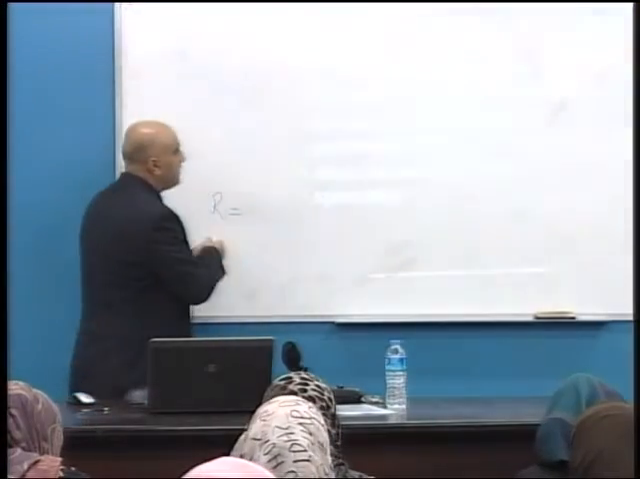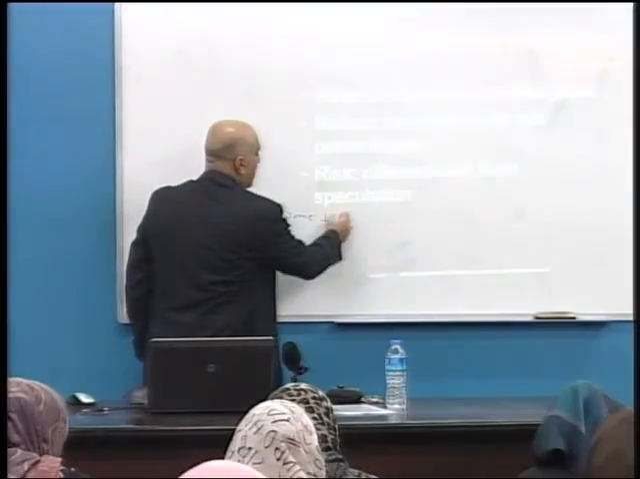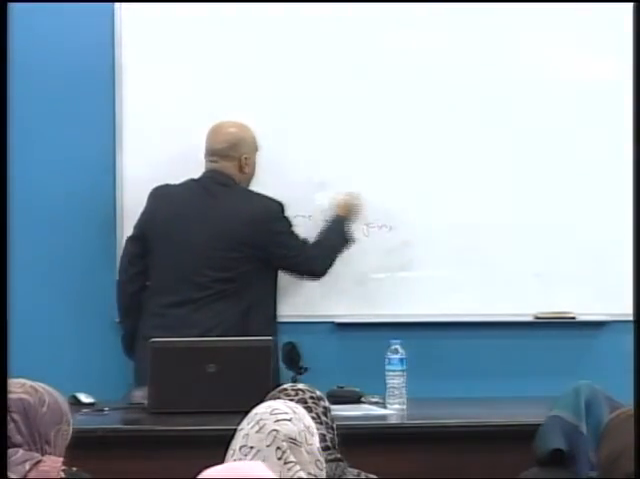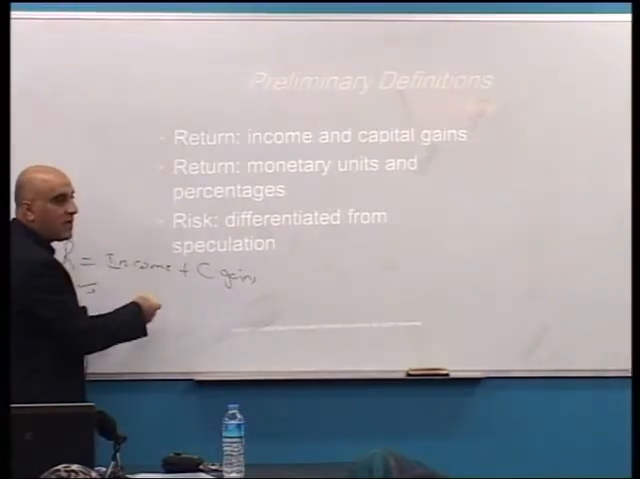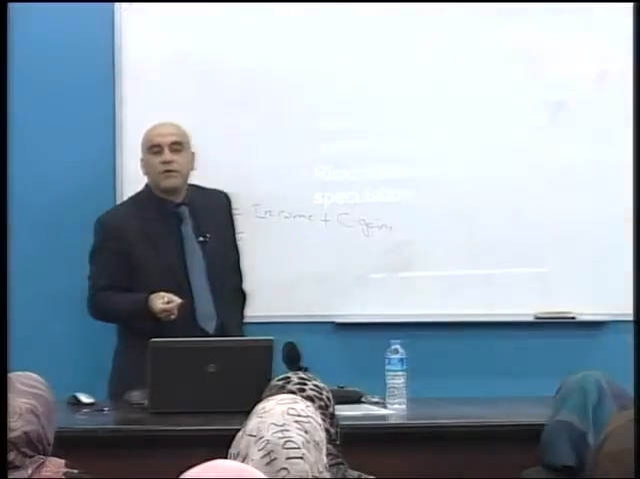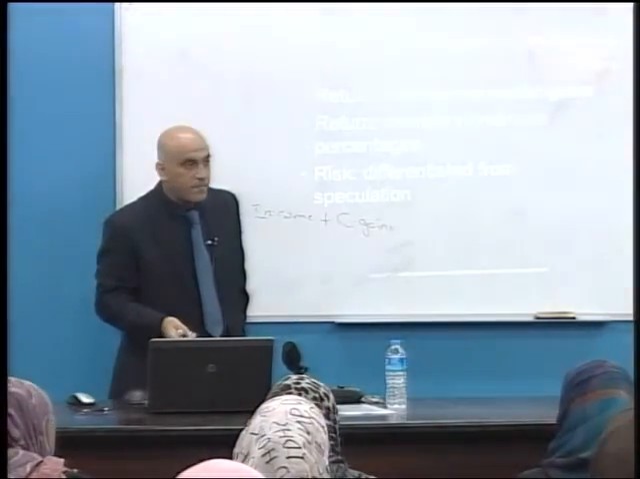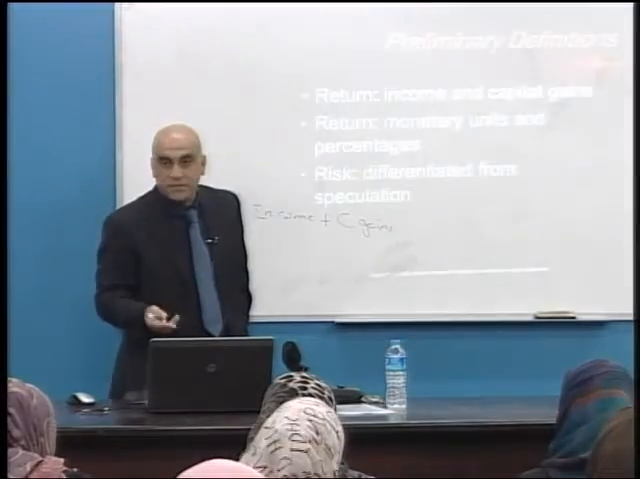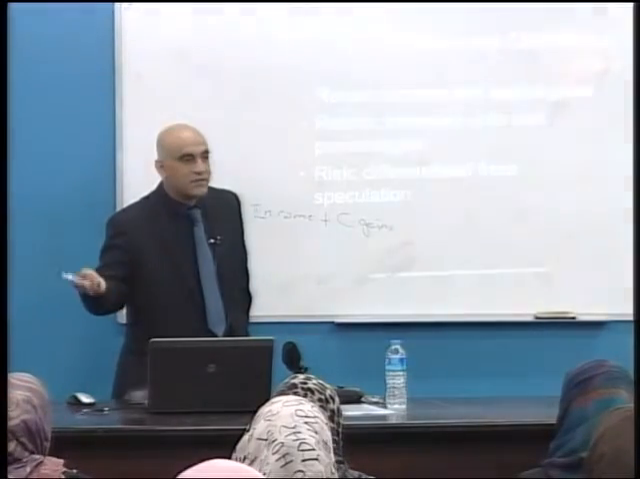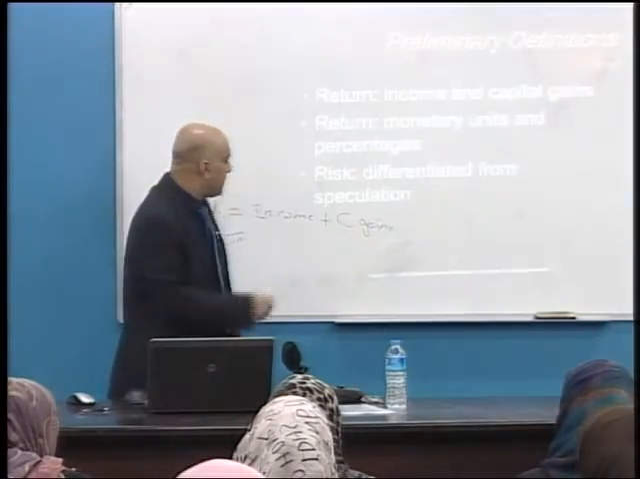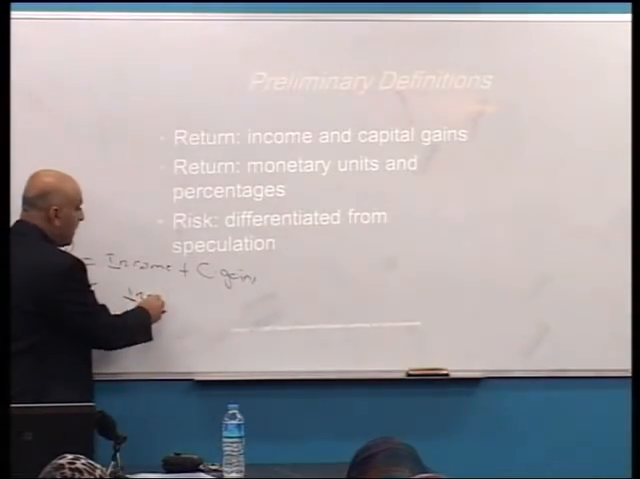so the return is equal, as we said, income plus the capital gains. So now the income is the current income. The current income is coming from, for instance, the interest rates of the bonds, or the dividends of the stocks, or the rent of the building, or as we talk about the eggs, when you are selling the eggs to the shop. So this is the income. And this, plus the capital gains.